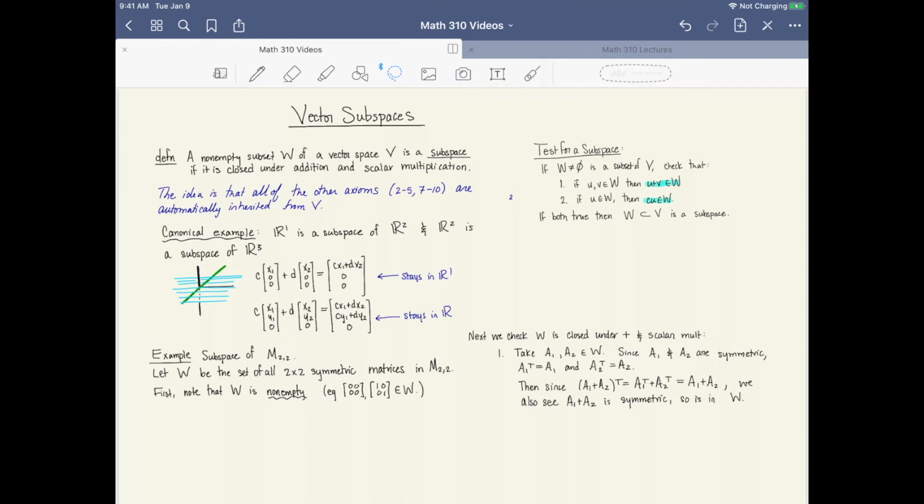This notational trick of using the transpose is really just a concise way of saying that when you add two symmetric things together, you're going to get a symmetric thing. You could also do this with a component-wise kind of argument.